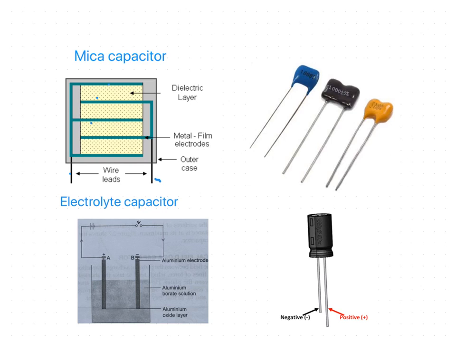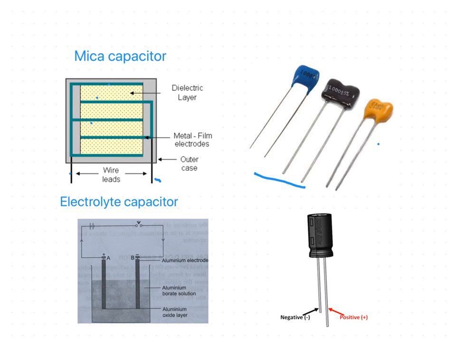So these are the different kinds of capacitors. In this mica capacitor, normally the plates are connected in parallel with each other. So the net capacity of the capacitor is equal to the sum of the individual capacities. This is also a capacitor of fixed type. These are the mica capacitors available in the markets.